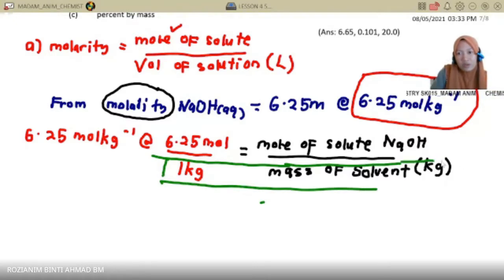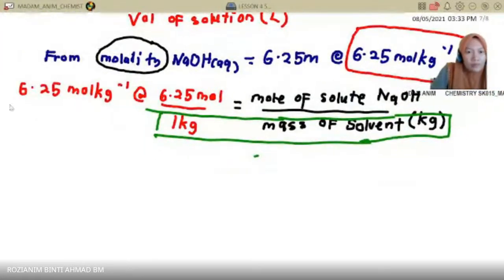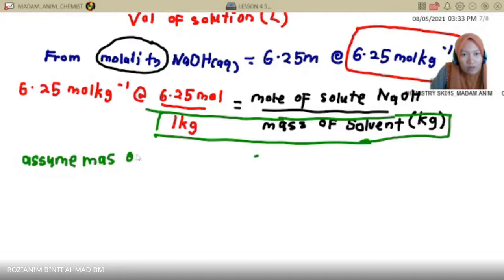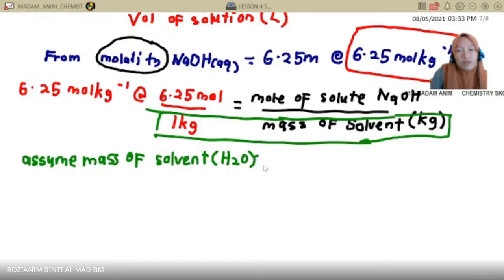Okay, nampak tak yang saya buat ni hijau ni? Inilah data yang tersembunyi, kita kena buat satu assumption. So, you must write the term of assume. Assume apa? Ini. Okay. Mass of solvent. Who is our solvent dalam cerita kita? Water lah. Sebab kita buat solution sodium hydroxide. Okay. So the mass of solvent is 1 kilogram. So you akan dapat satu markah.